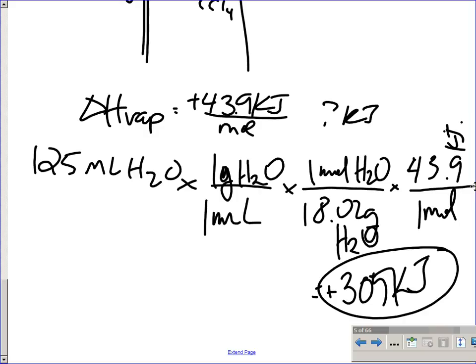Wait, how much volume would I use? A volumetric type. Oh yeah, 20. Volumetric type.